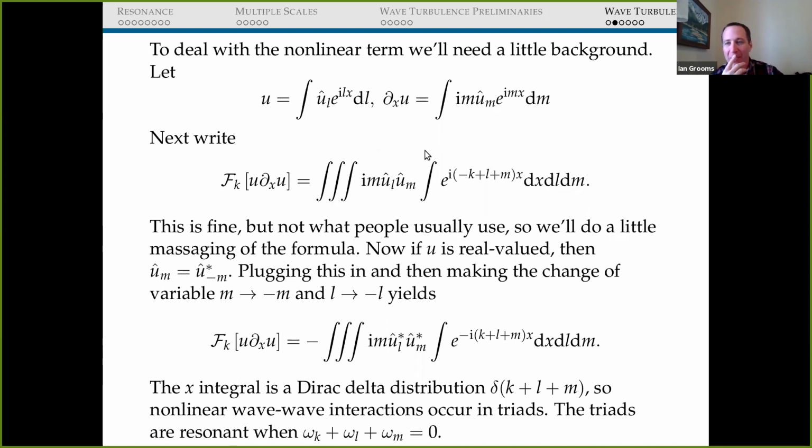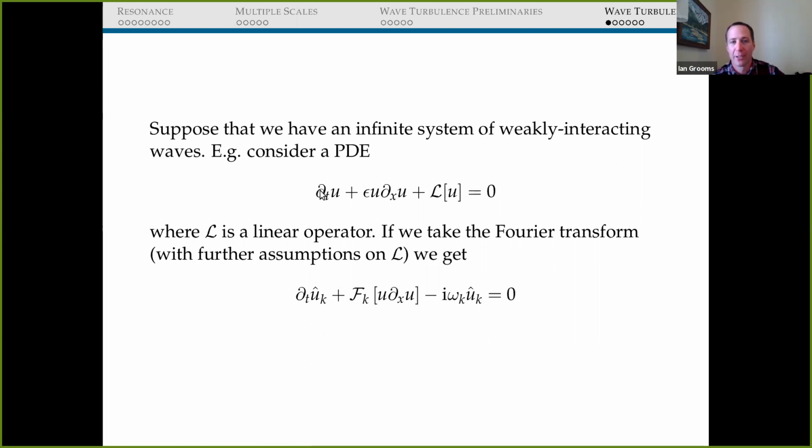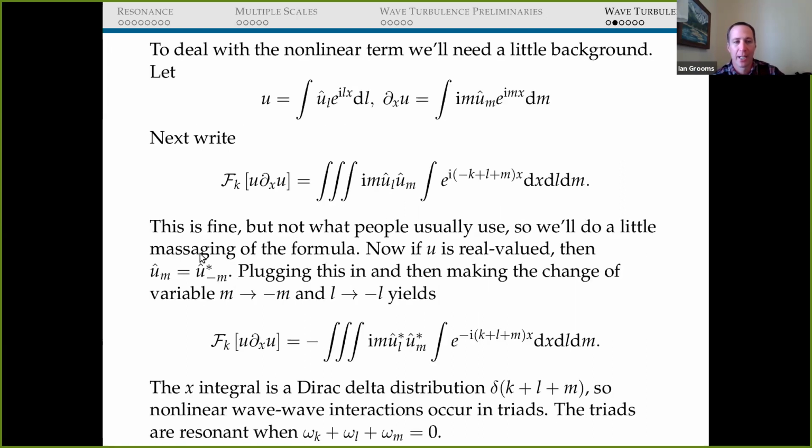This is not what people really use for the interaction, though. People use something else. So in order to get to the slightly nicer formula for the interaction, I have to do some changes of variables. I'm going to assume that my PDE is real. U is a real valued function, not complex. So that gives me a nice condition on the Fourier coefficients. If I plug that in here and then make a change of variable, turning the two independent wave numbers into minuses of each other, then you get down to this expression here. I still have one too many integral signs. So this is the expression that you'll usually see.